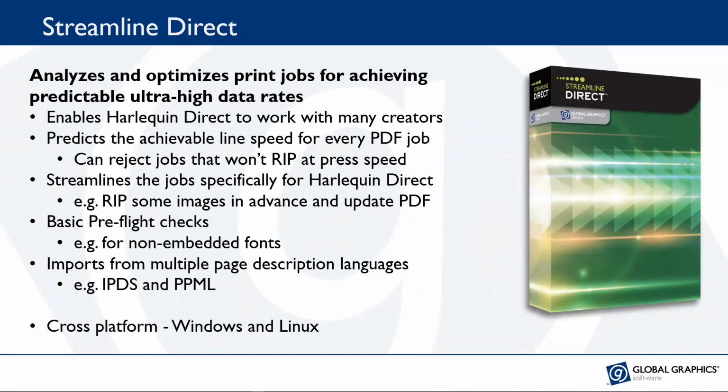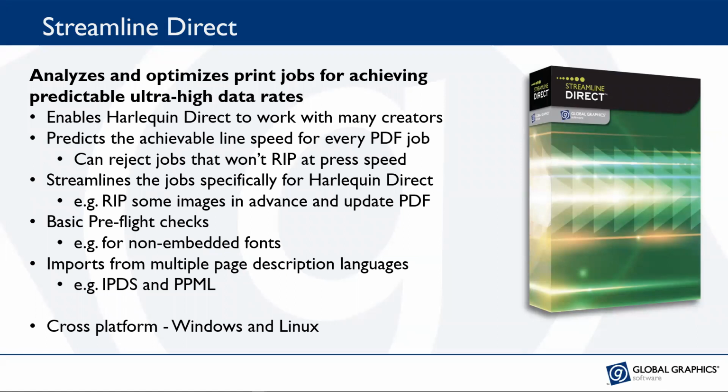To summarize then, Streamline Direct analyzes and optimizes print jobs for achieving predictable ultra-high data rates. Two PDFs can look identical when printed and viewed, but they can vary a huge amount in structure and content. To ensure that Harlequin Direct can keep up with the printer, you either need to control the creation of the PDFs, for example, using hybrid software steps, or you need a component that can look at each PDF job and predict the speed you will get before it's committed to a print run.